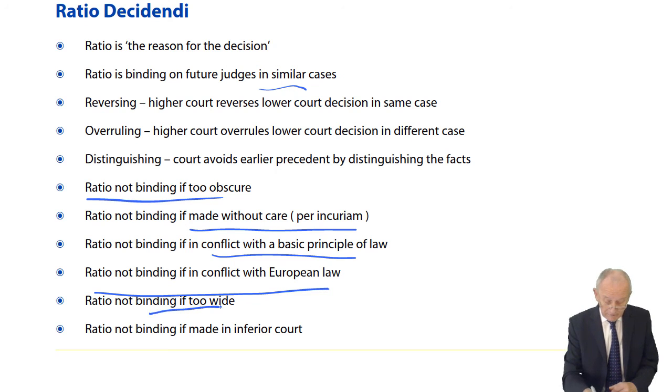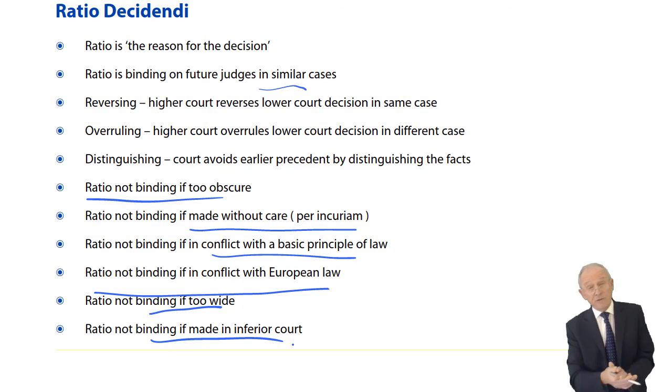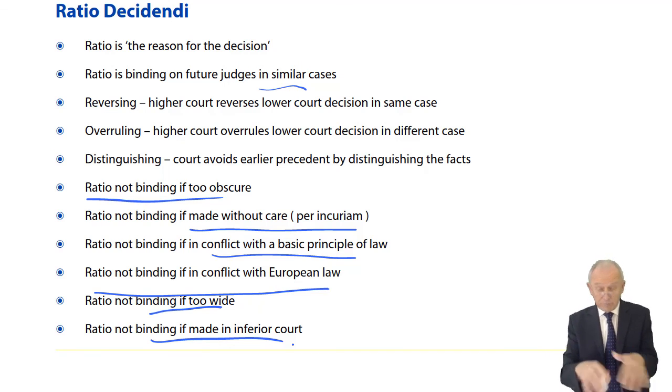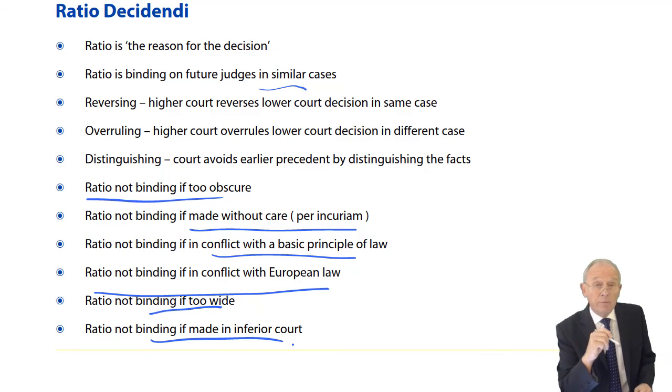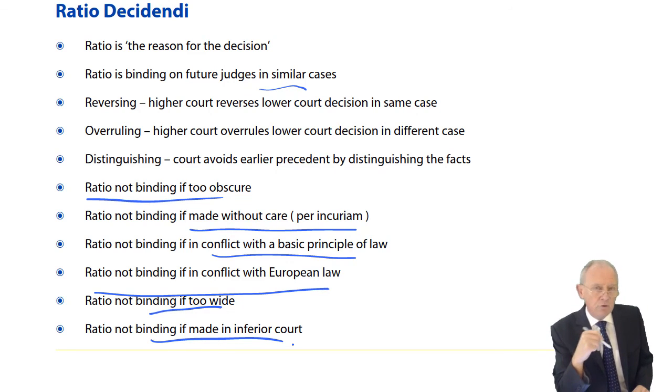It's not binding if it's too wide, and if it's made in an inferior court, which I've already told you about. If it's a decision in the High Court, it's binding on other later High Court judges. But it's not binding on the Court of Appeal, not binding on the Supreme Court judges. And Court of Appeal decisions are not binding on House of Lords, Supreme Court decisions.